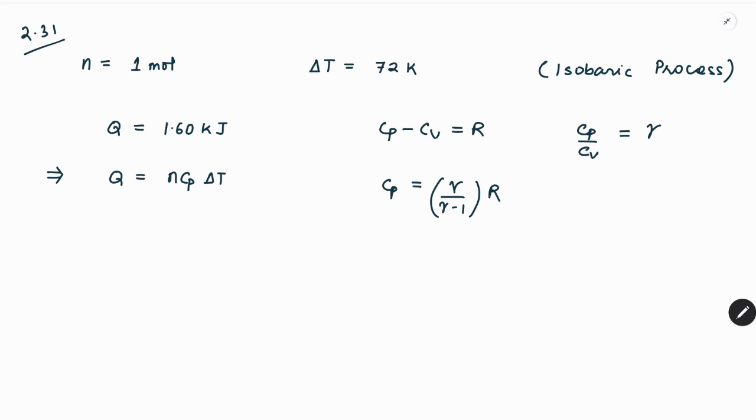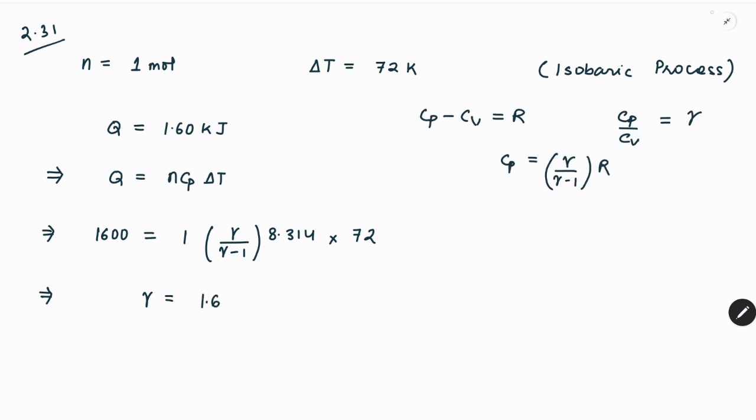We will use this expression for Cp to obtain the value of gamma. So Q is equal to 1.60 kilojoule, that is 1600 joule. Number of moles is 1. Cp can be written as gamma by gamma minus 1 times R, R is 8.314, and the change in temperature is 72 Kelvin, so times 72. This becomes the first equation, and we solve for gamma. On solving, we obtain gamma equals 1.6. So this is the first thing we have calculated in the problem.